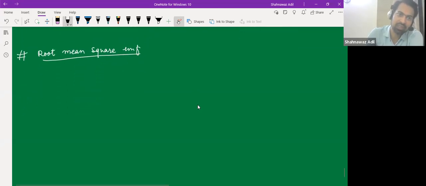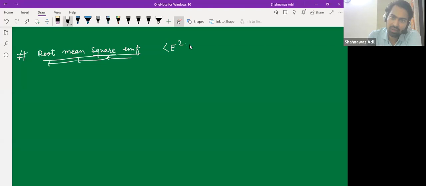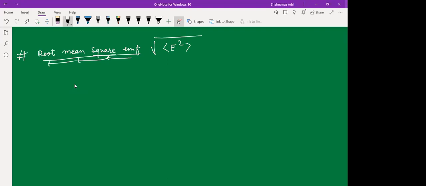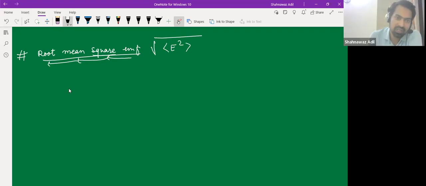Okay, so now let us come to this root mean square. Let's say we start here. We have this EMF, and we go backwards. We have this EMF, then we square it, then we take the mean, and then we root it. So that is called the root mean square EMF. Understood, everyone?